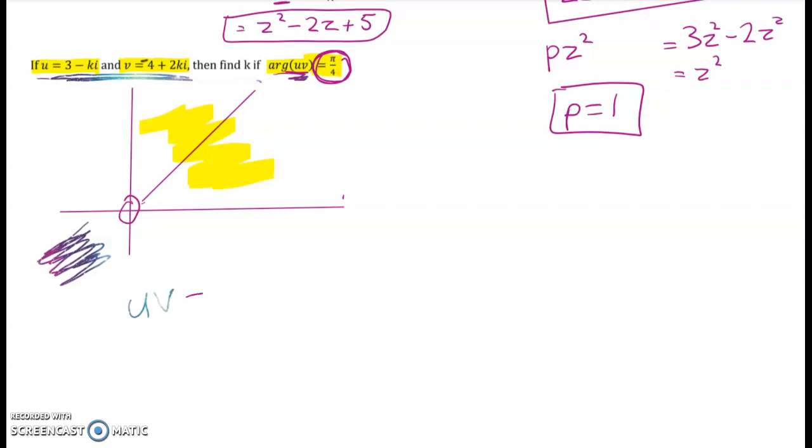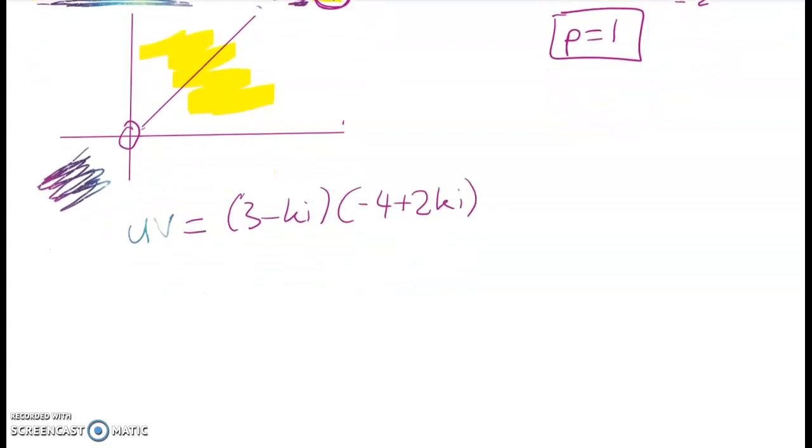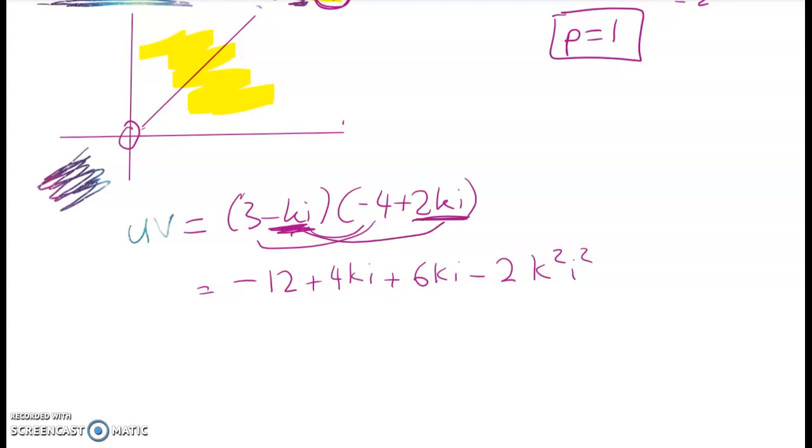So uv is equal to 3 minus ki times negative 4 plus 2ki. Lots of little mistakes done in this expansion, so be careful. So it's negative 12 plus 4ki plus 6ki minus 2k squared i squared, right? So this is where there were a bunch of mistakes in there. A lot of you missed the k squared. That's okay, we've got till November. So we've got negative 12 here, and then this is plus 2k squared plus 10ki.